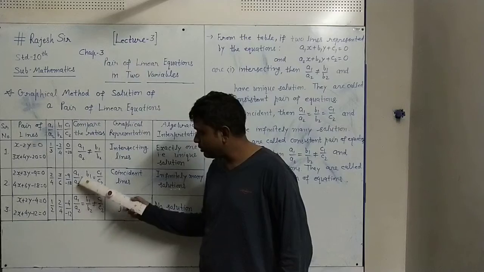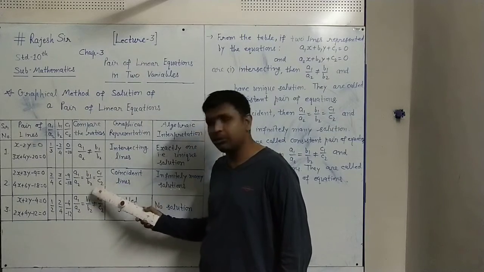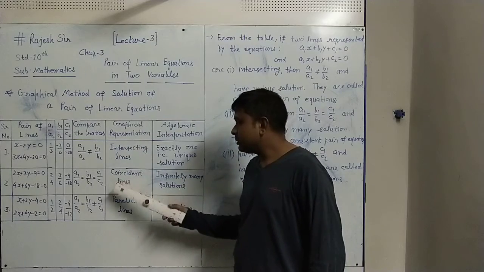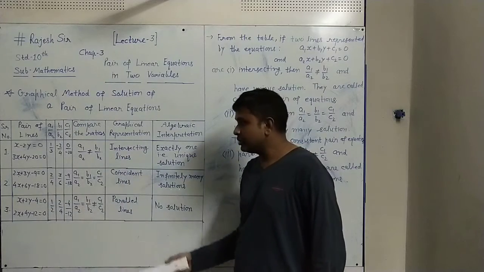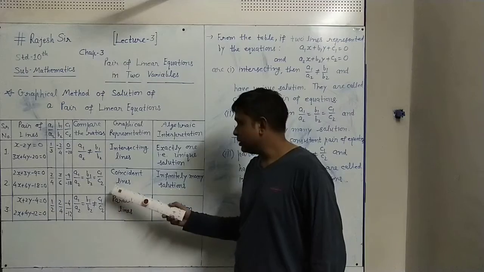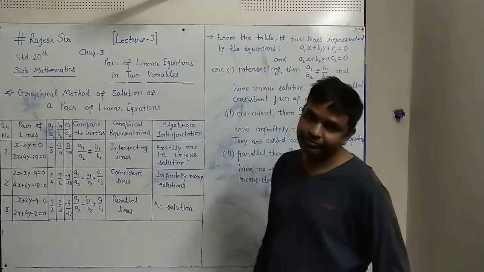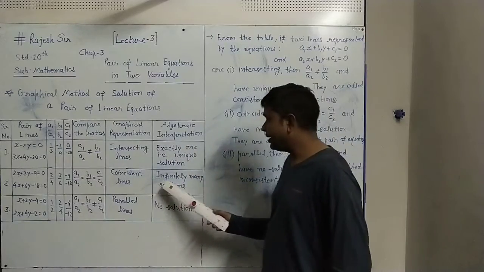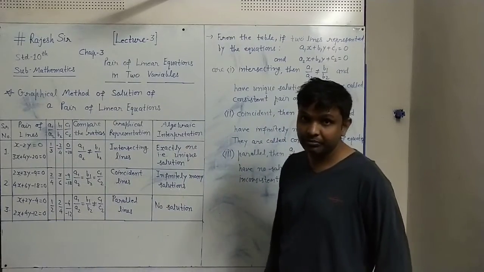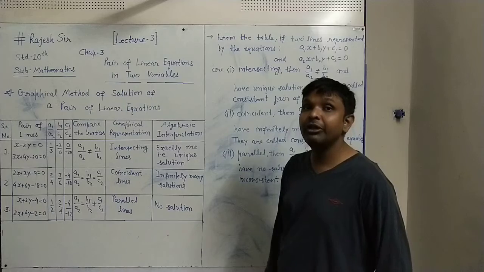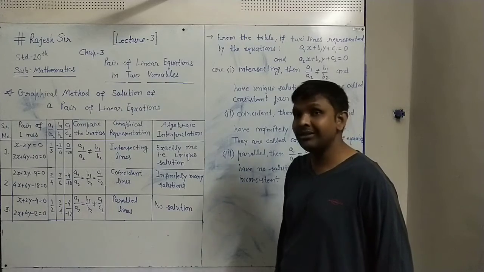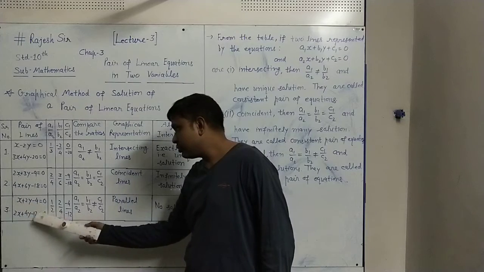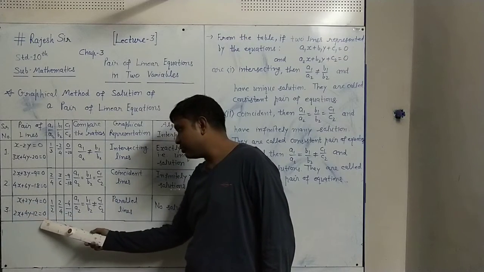That is, a1 upon a2 equal to b1 upon b2 equal to c1 upon c2. If this happens, then when you draw the lines of both equations, you will get coincident lines, right? And its algebraic interpretation is infinitely many solutions. How many solutions? Infinitely many solutions for coincident lines. Third example is x plus 2y minus 4 equal to 0, 2x plus 4y minus 5 equal to 0.